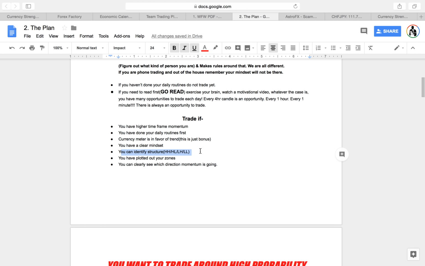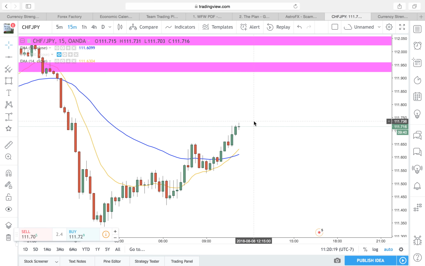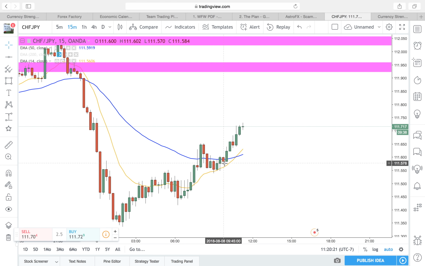You can identify structure. You can clearly see which direction momentum is going. Currency maybe is in favor. So let's look at the currency meter. We're on CHF Jappy. CHF and Jappy are both kind of strong, so it wasn't like we're just going up based on the currency meter. It's kind of neck and neck. But the structure is there.